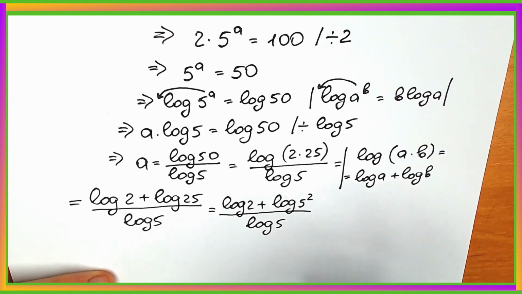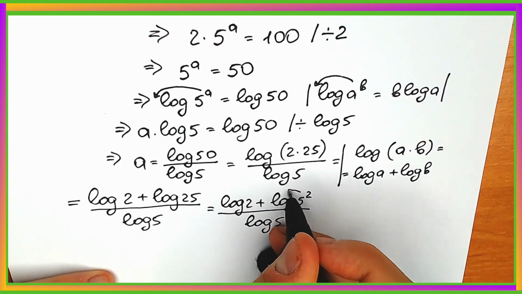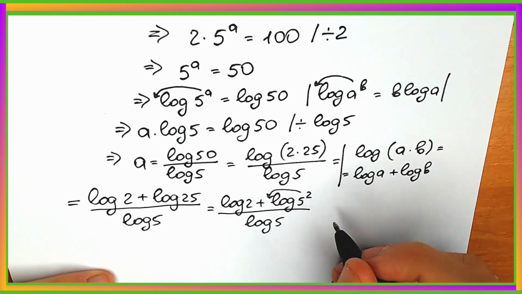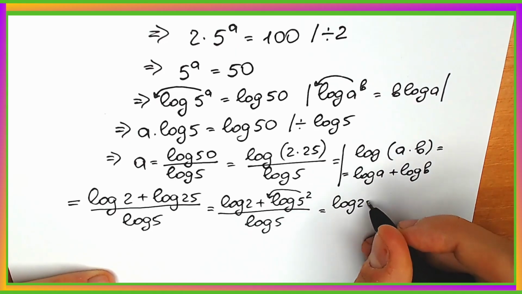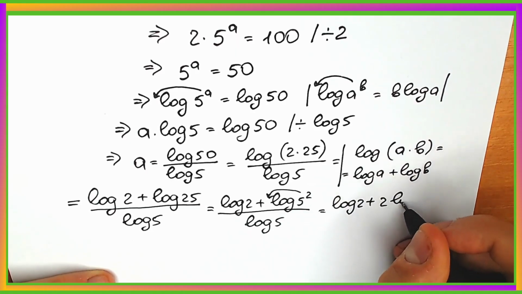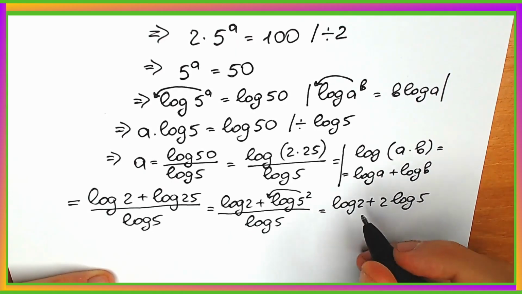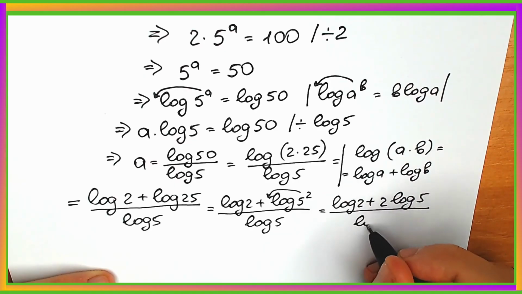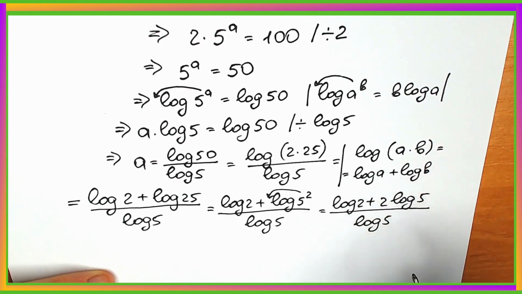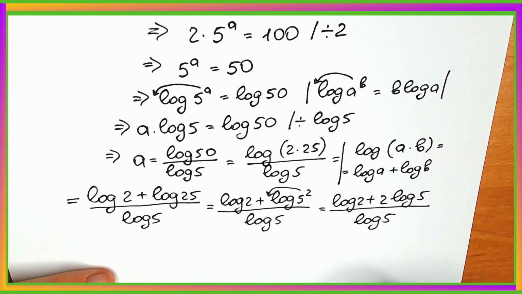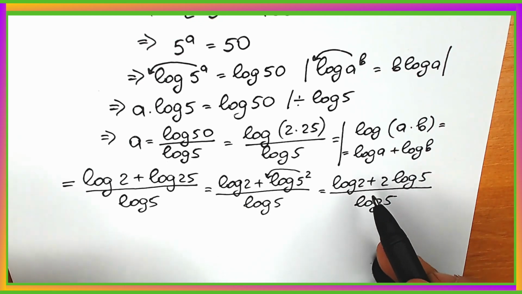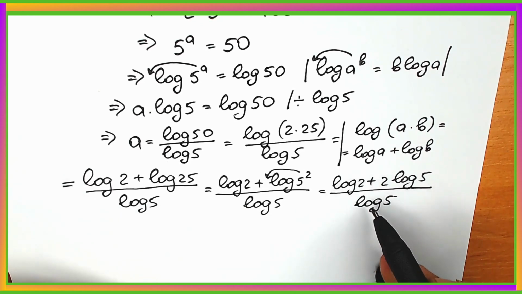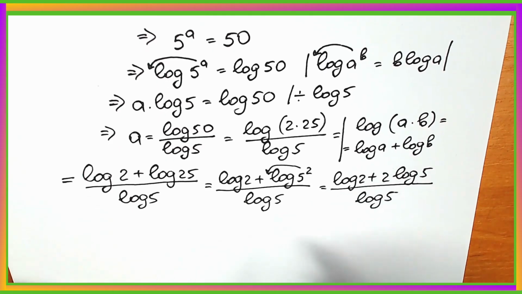Right now, according to the same property, this 2 will come down right here. As a result, we have log 2 plus 2 log 5 over log 5. Now the final tricky move: we're going to divide our numerator by this log 5, but not the whole numerator at once, rather by parts. Log 2 by log 5, and this expression by log 5. We can easily do that.